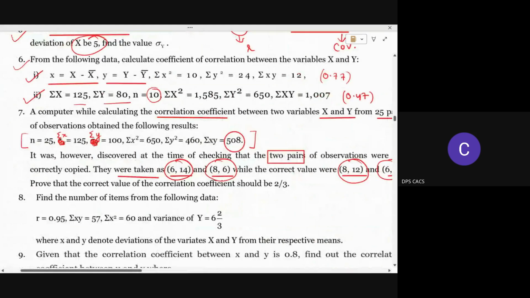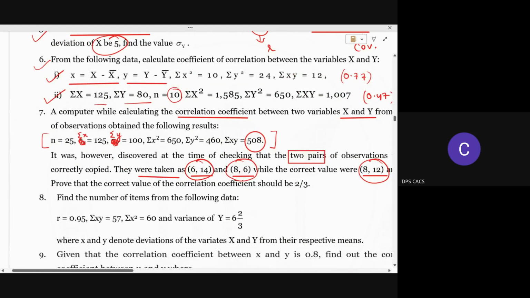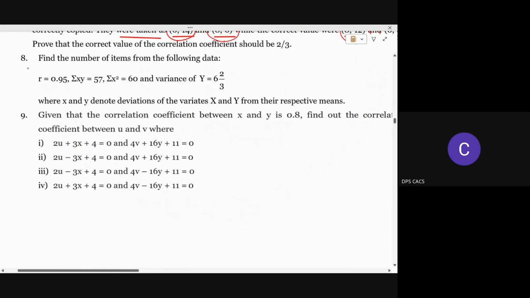If you are done with this, number 8. Very important for exam. Mark a star before end. Number 8. You just read the question and tell me which formula I am going to apply in number 8. Which formula I will use?